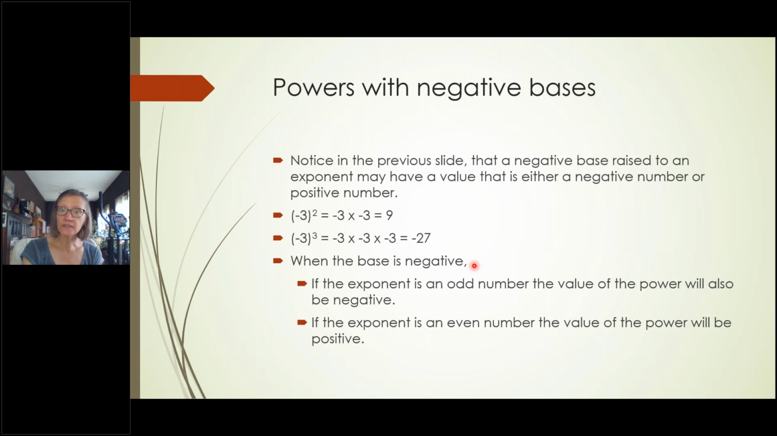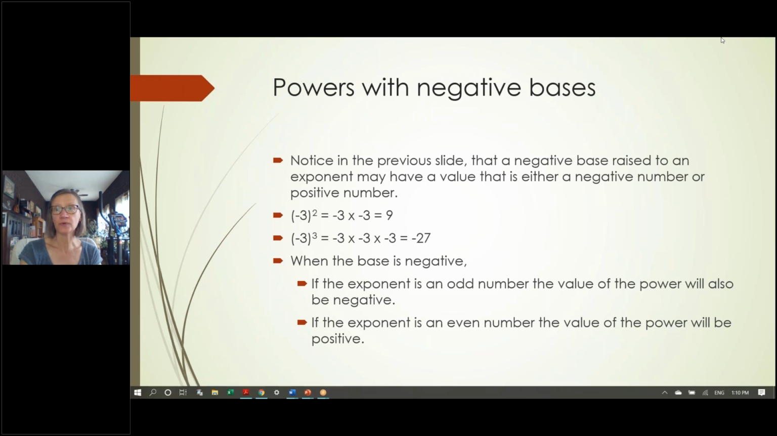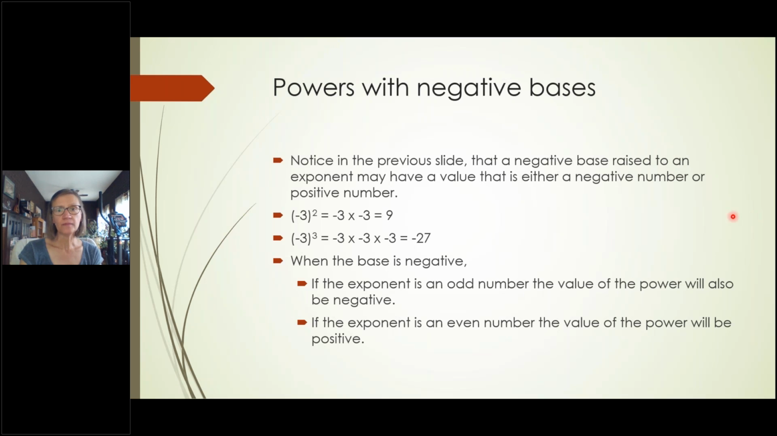Now, in the previous slide, it showed that a negative base raised to a positive exponent may have a value that is either a negative number or a positive number. For instance, negative 3 to the second power, or negative 3 squared, is negative 3 times negative 3, which equals positive 9. Whereas negative 3 to the third power, or negative 3 cubed, is negative 3 times negative 3 times negative 3, which equals negative 27.